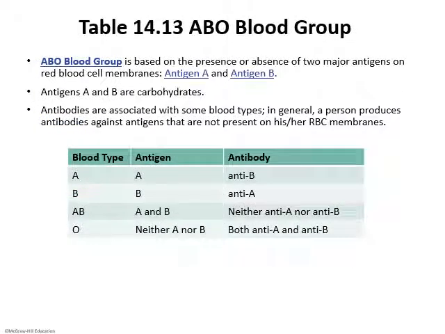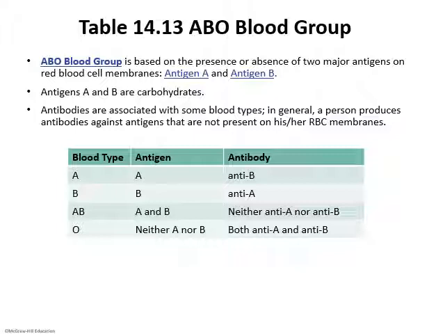Okay, so ABO blood groups are defined based on the antigens on your red blood cells. So we have an A antigen and a B antigen. They're carbohydrates, meaning they're sugar chains, okay? And your antigen is going to determine your blood type.